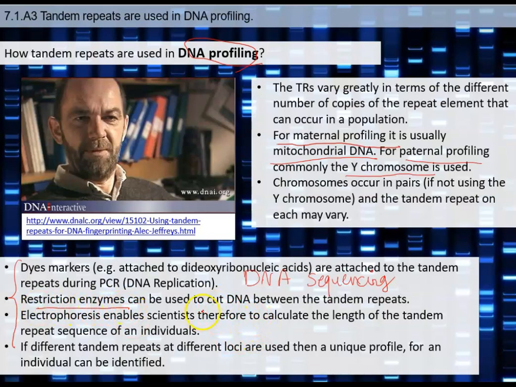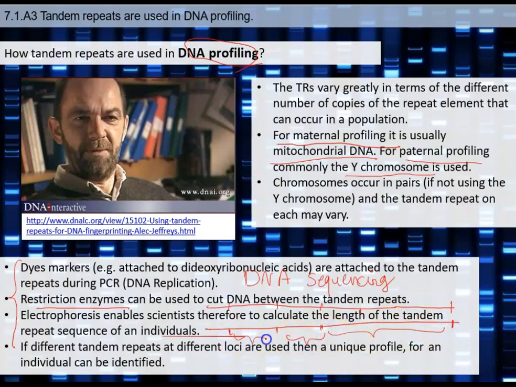This restriction enzyme can cut the DNA and see if the tandem repeats are the same between two people. So here is the DNA and the restriction enzyme. The restriction enzyme can cut the DNA at these areas, and if two people have exactly the same number of the tandem repeats, then the restriction enzyme can create exactly the same fragments with the same size.